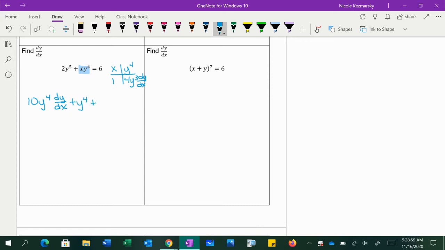And then plus, and usually what we do is we put the number first. So this is going to end up being 4xy cubed dy/dx. And then that's going to equal 0 because the derivative of 6 is 0.